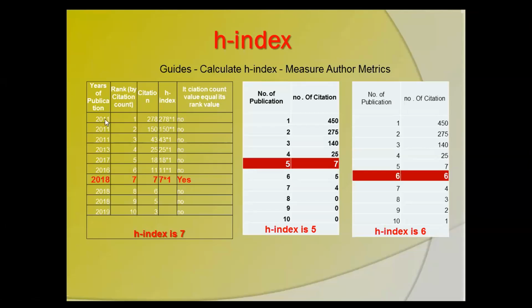We will do that. An author published one article in 2011, cited so many times. At the same time, we will calculate the h-index. How many articles published? How many citations? For example, he published 10 articles, but 7 articles are cited 7 times. That is how we calculate the h-index. Another example: you have 10 articles cited 10 times, so you have an h-index of 10.